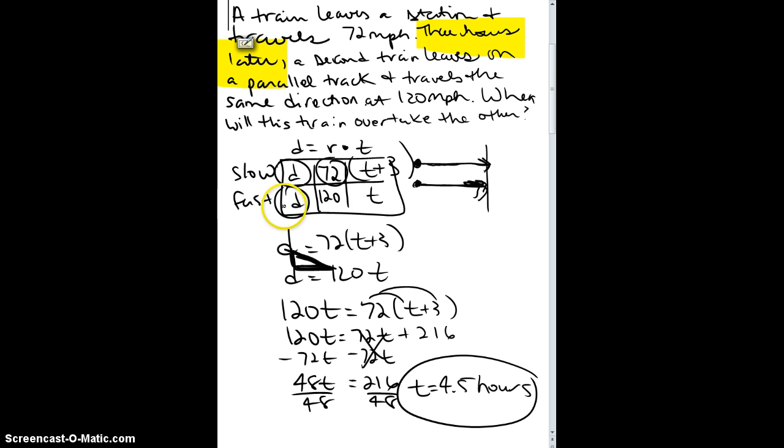If I wanted to know the distance that it took, how much distance they had traveled before it happened, I could take my 4.5, sub it in there, and take it times 120. So that would be 540 miles. So as long as I know this, I can sub in the chart and answer other questions.